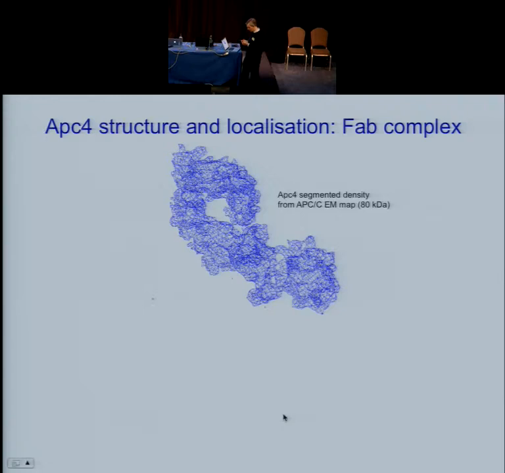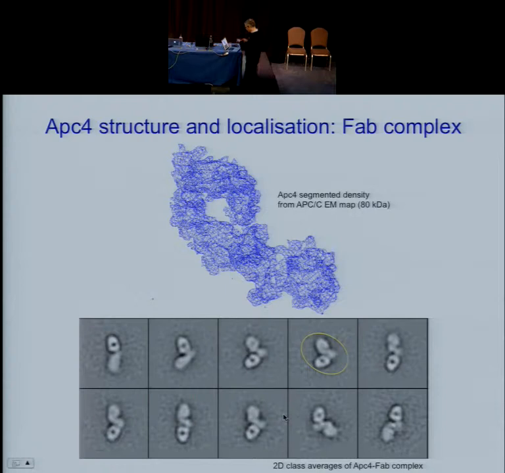Now, APC4 is only 80,000 Dalton, so it's too small to analyze by single-particle electron microscopy, even by negative-stain single-particle electron microscopy. But to aid the analysis of APC4, we generated monoclonal antibodies to APC4 and then generated these Fab-APC4 complexes. And the Fab-APC4 complex is now a large enough size to analyze by single-particle electron microscopy. And this shows a gallery of 2D class averages of APC4-Fab complexes. And you can see that the Fab molecule is very well defined. We see this very distinctive structure for the Fab, the Fv and the Fc domains.